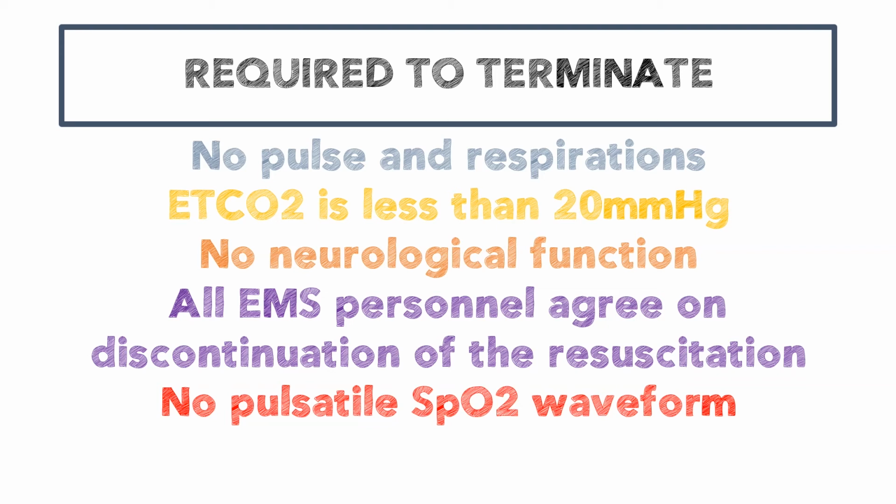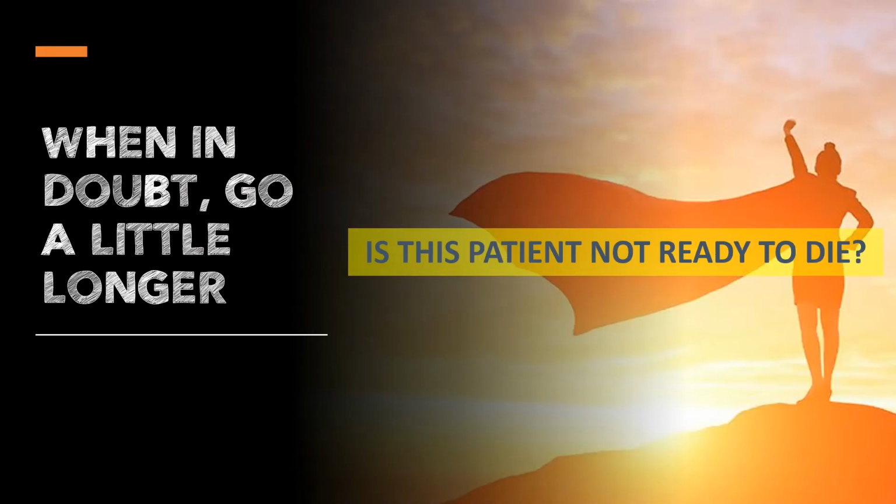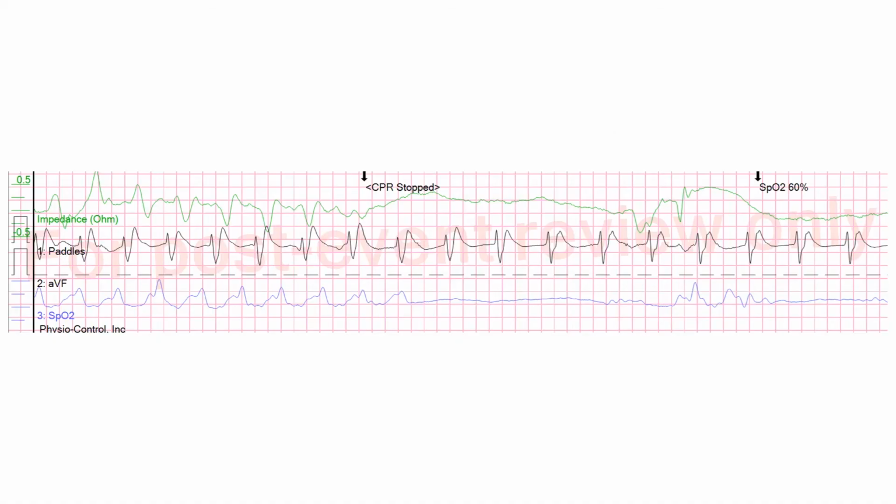Now, last but not least, there can't be a pulsatile SpO2 waveform. What does that mean? Well, anytime you have the SpO2 pleth on the patient or the pulse ox on the patient, when you're doing compressions, I know that these are compressions here because this is an impedance waveform. When you're doing compressions, you will frequently get a pulsatile waveform. When you stop CPR, it goes away. You'll see there's a lag from the time that you do the compression to the time that it reaches the fingertip because there's poor perfusion.